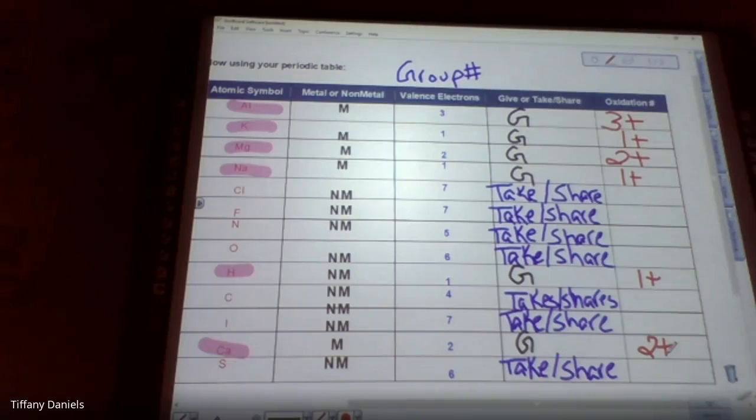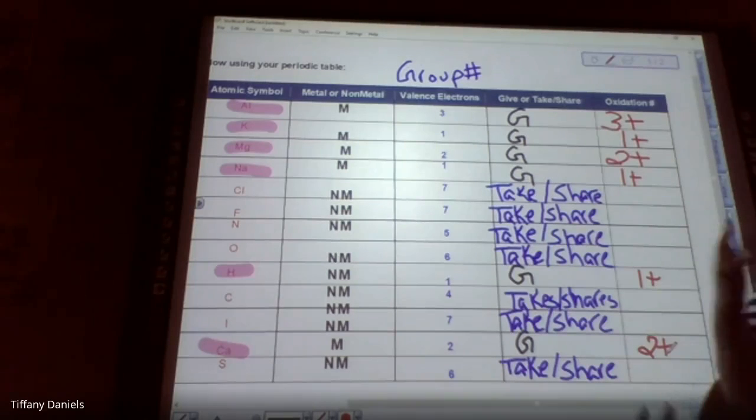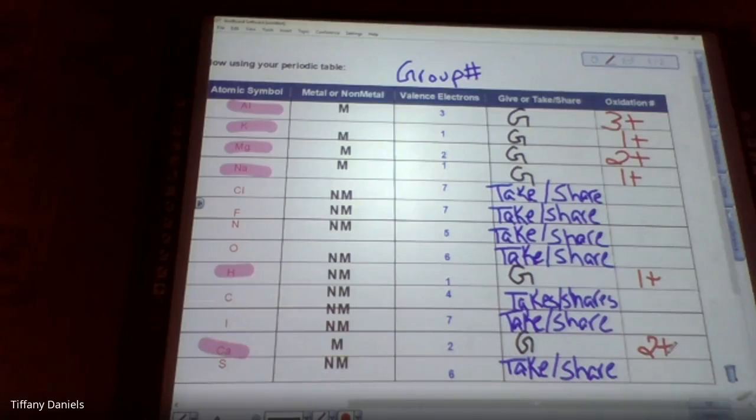So your metals will have a positive oxidation number. Your nonmetals will have a negative. Your metals are positive because they're getting rid of negativity. Your nonmetals are negative because they're taking on negativity. They need more electrons to fill that outer shell. All right.